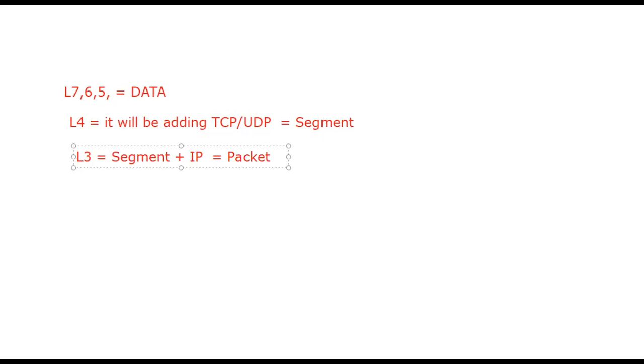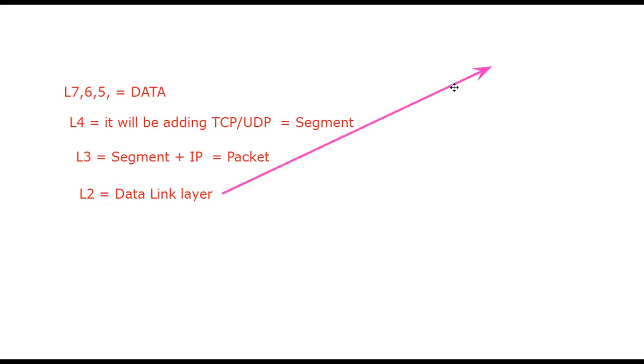Then layer 2, which is the data link layer. In the data link layer, there are two sublayers. One we call LLC, then we call MAC. The LLC means logical link control. The role of the LLC is to identify what kind of LAN technology is being used.